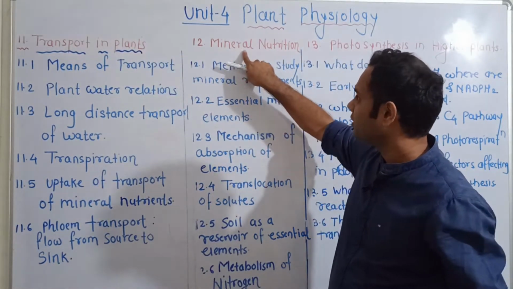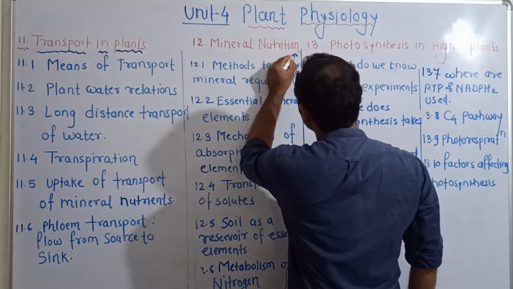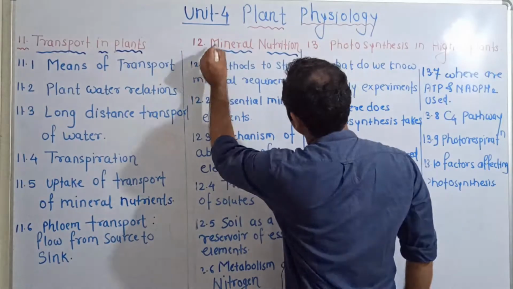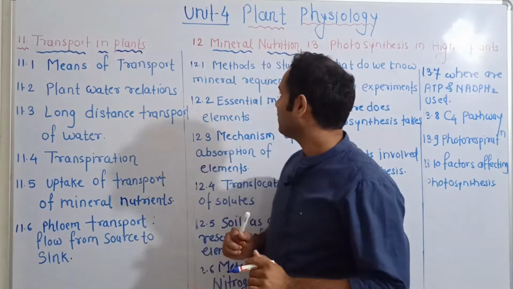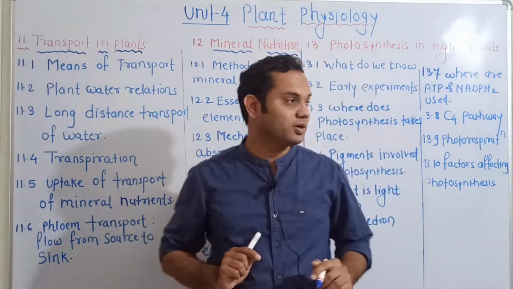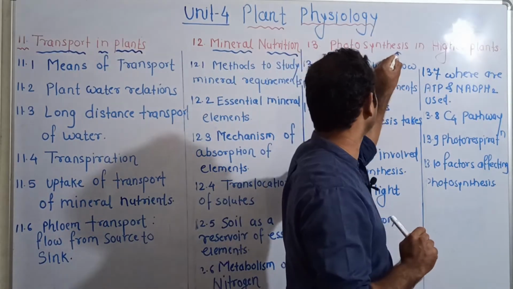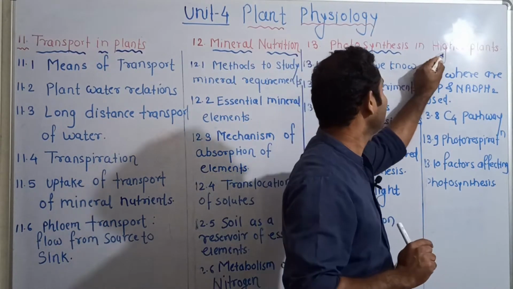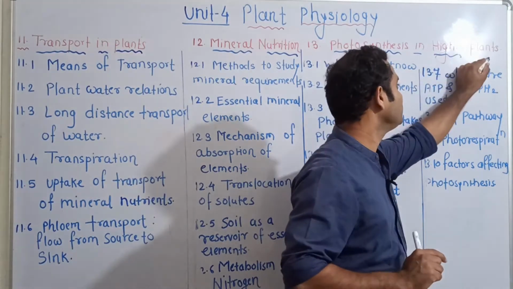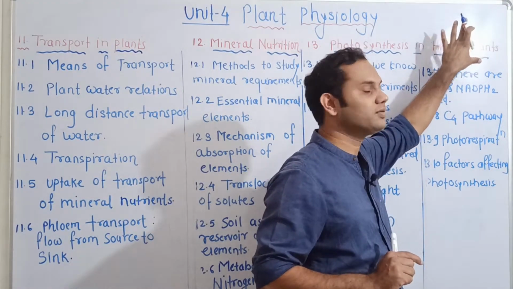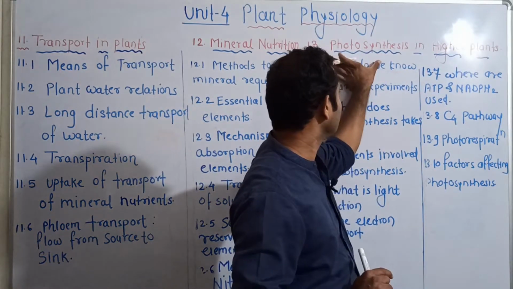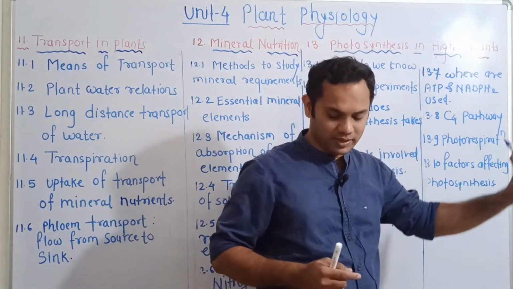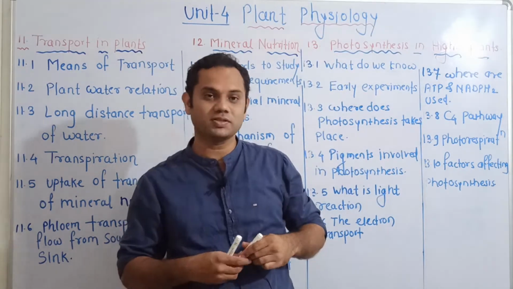Then chapter number 12 is about mineral nutrition. And chapter number 13 is about photosynthesis in higher plants. Note the word higher. Okay, so photosynthesis in higher plants. So these are the 3 different chapters.